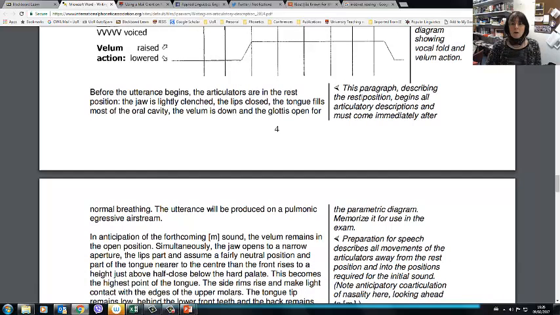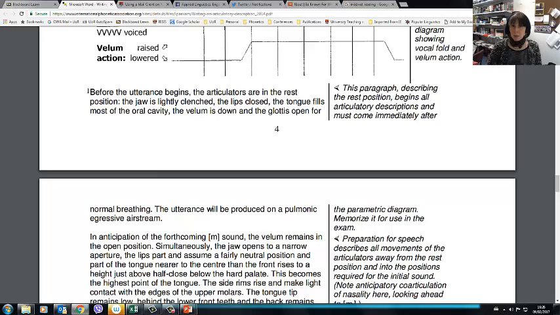So it says, this paragraph describing the rest position begins all articulatory descriptions and must come immediately after the parametric diagram. Memorize it for use in the exam. So if you're taking the IPA exam, you need to be able to produce this paragraph or something very, very similar to it. And the paragraph is here.